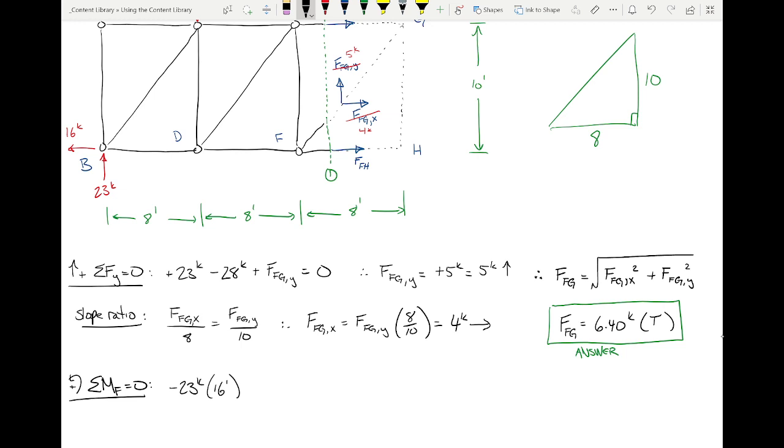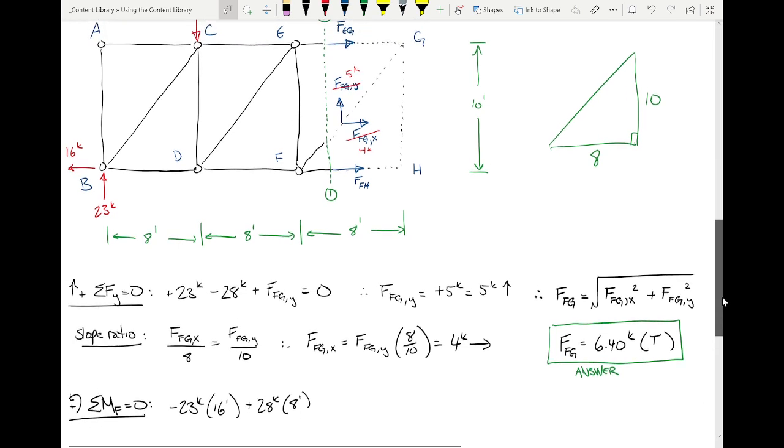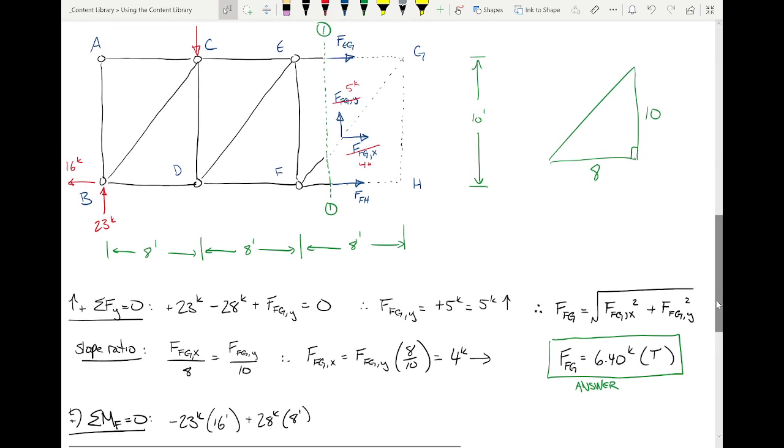All right. Now we've got the 28 kips, which I know I kind of cut off. That's going to generate positive moment 8 feet away, because remember it's right there at point C. That's the 28 kips. So 28 kips times 8 feet, generating positive moment. What's the remaining force left? What's the other one I have to consider? FEG. Now FEG, is that generating positive or negative moment? There you go.